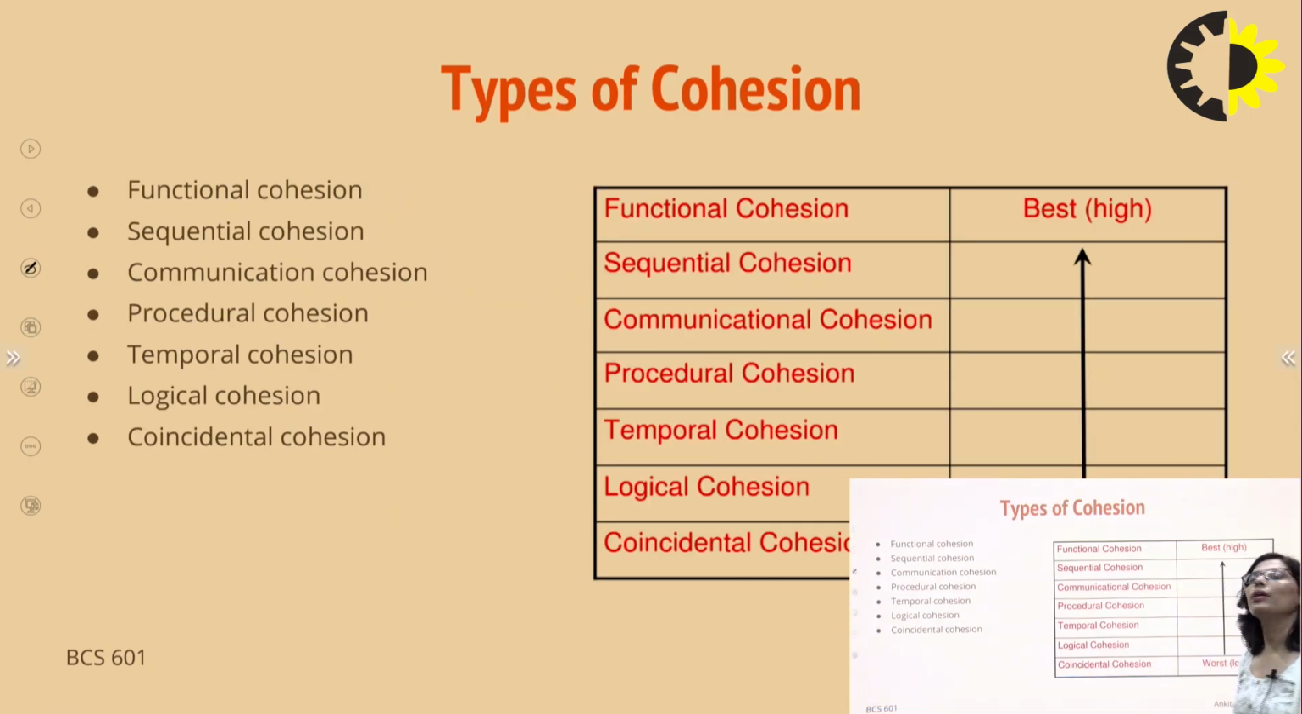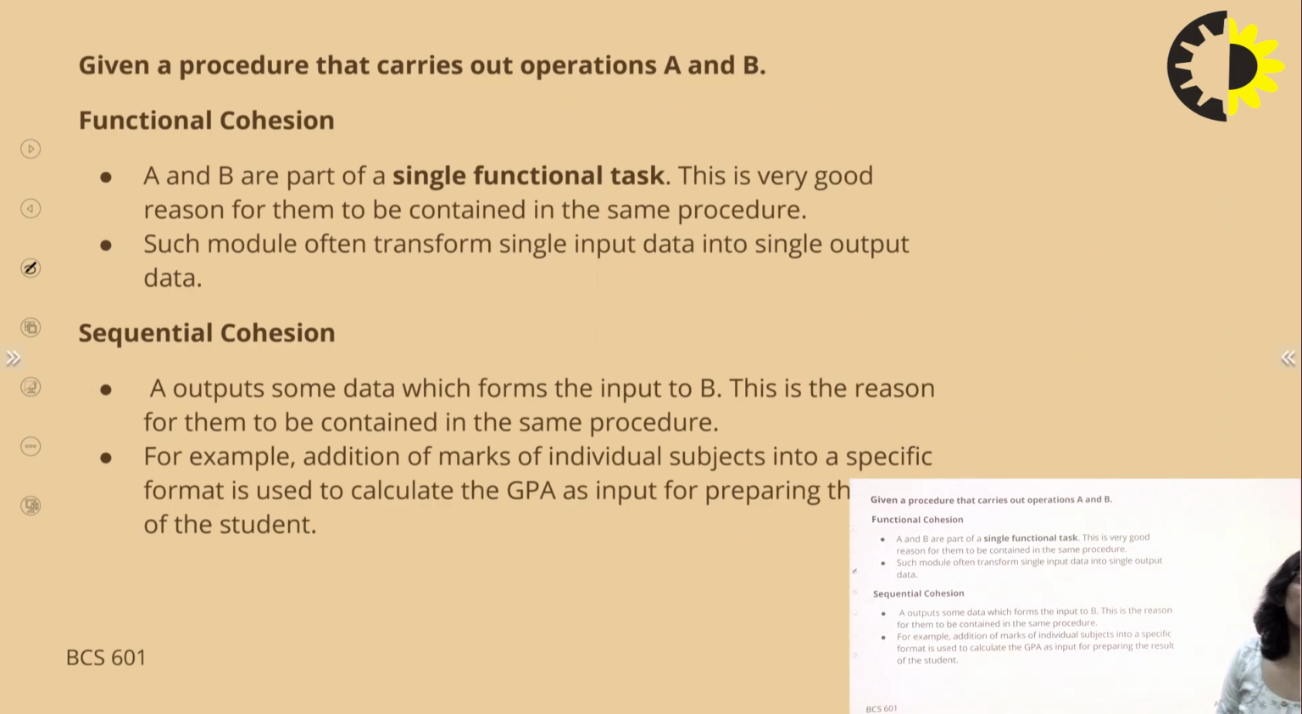Now, like types of coupling, we have types of cohesion: functional cohesion, which is the best type of cohesion, then sequential, communicational, procedural, temporal, logical and coincidental. The best type is your functional cohesion and the worst type is your coincidental cohesion.